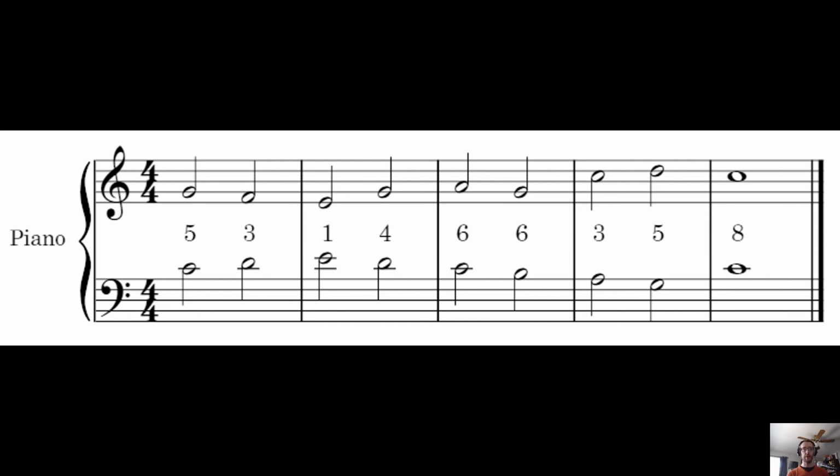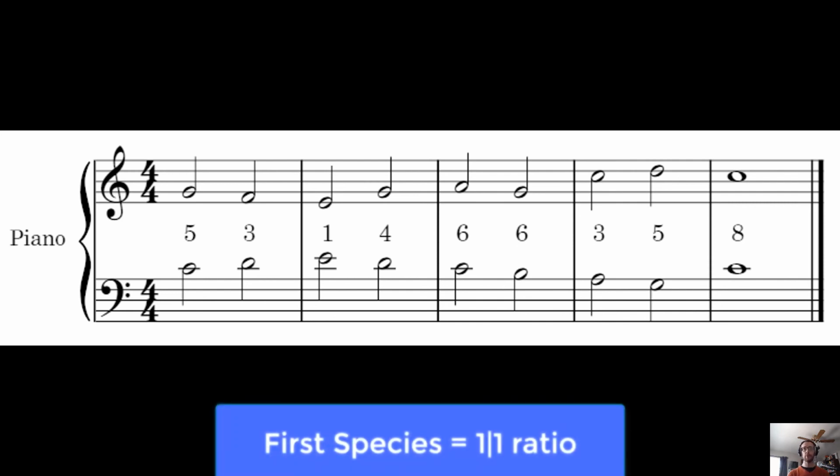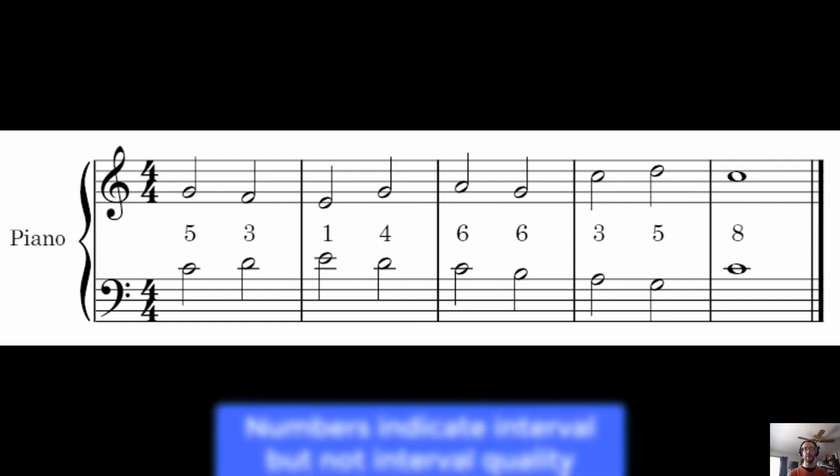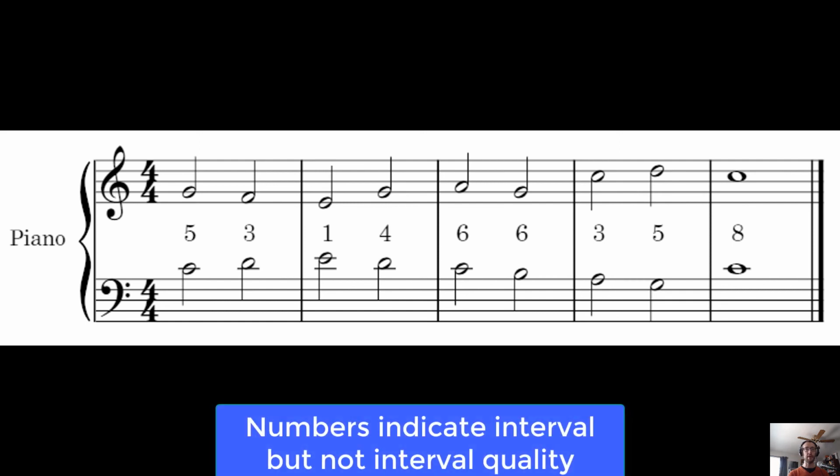This is just a simple example of a two-voice, one-to-one duration piece of counterpoint. Since the notes are always of the same duration and always in this ratio of 1-to-1, this is what's known as first species counterpoint. Note the inclusion of numbers between the parts. These indicate the intervals, but not necessarily their quality. Quality is things like if it's major, minor, augmented, or diminished.